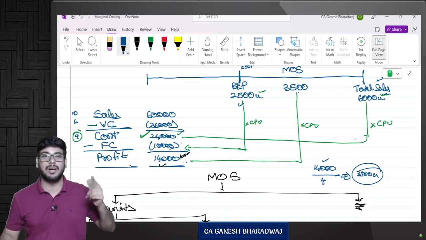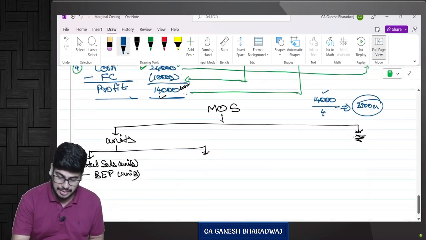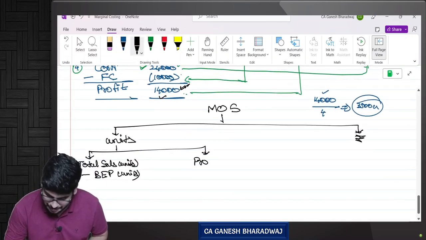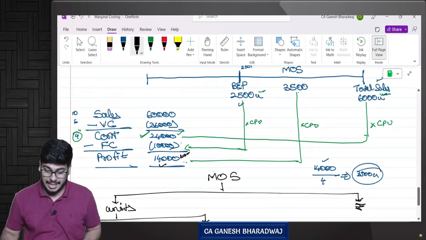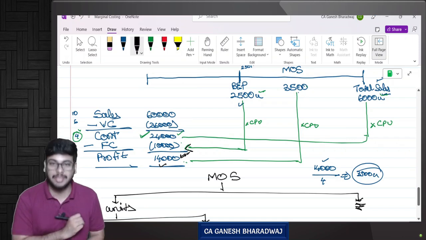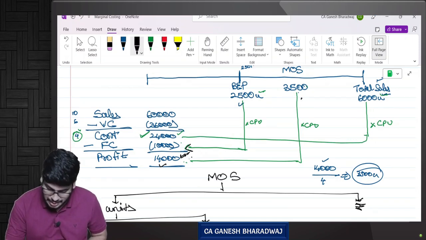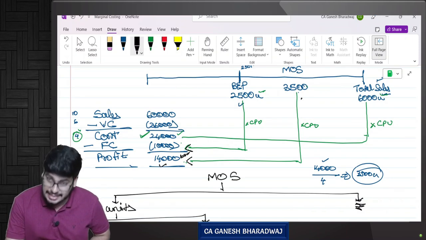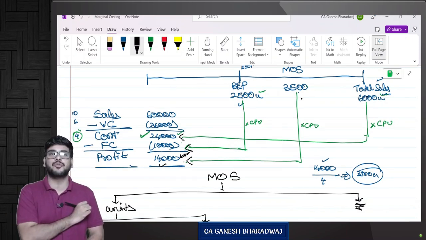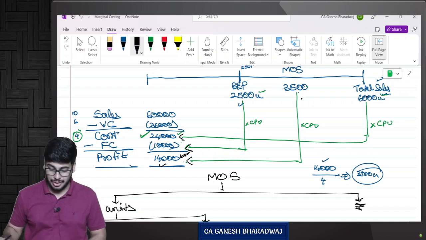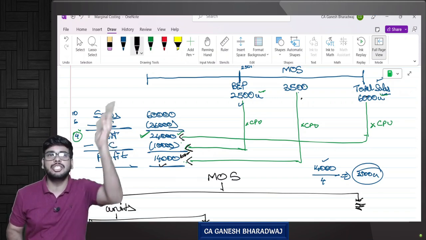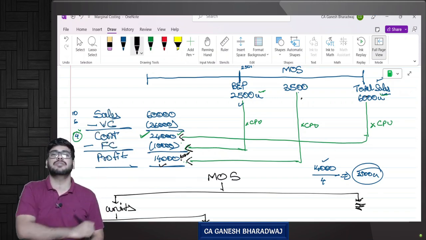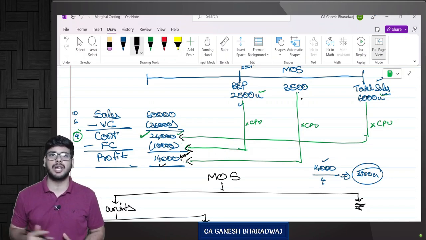So the other formula for calculating the margin of safety is nothing but profit divided by contribution per unit. Are you clear with this? This is why I said break-even point is tied to fixed costs, correct? Margin of safety is tied to your profit, and the total sales is tied to your contribution. Are you clear with this? So break-even point is what? Fixed cost divided by contribution per unit. Margin of safety is what? Profit divided by contribution per unit. Are you clear with this?